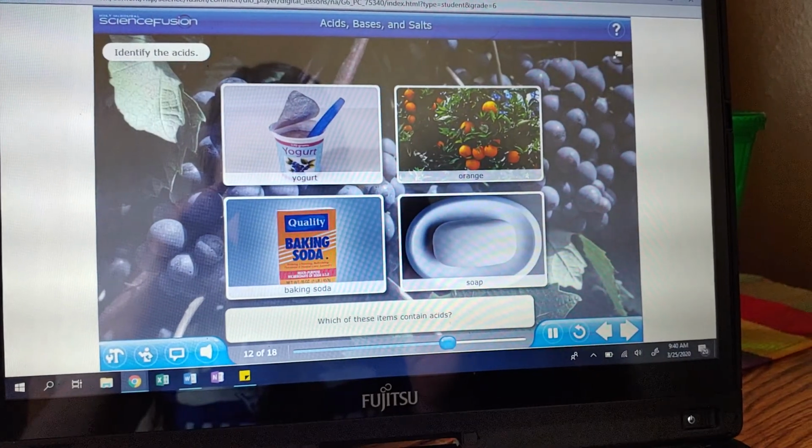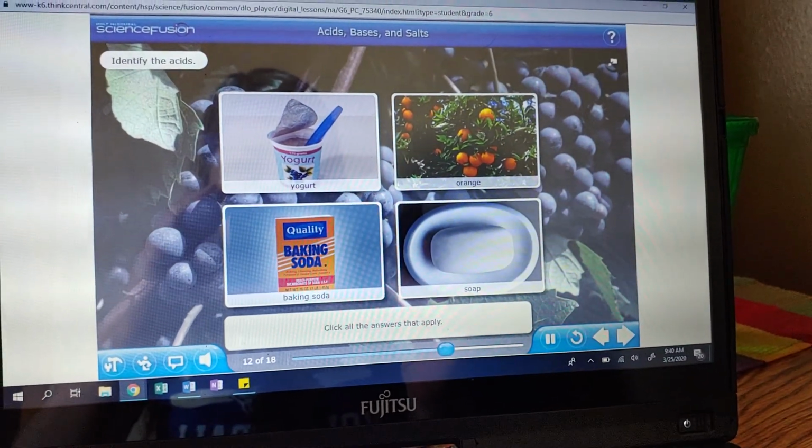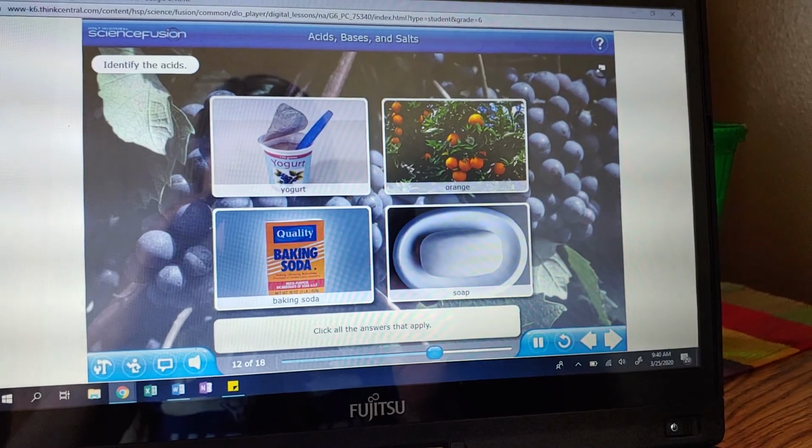Which of these items contain acids? Click all the answers that apply.